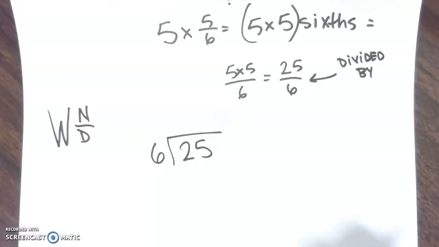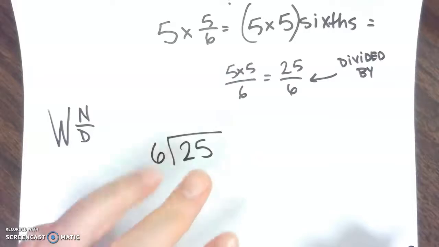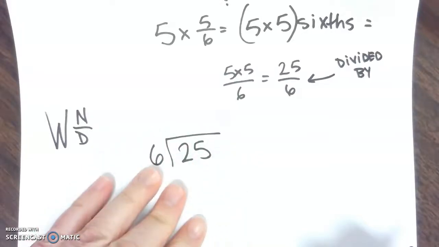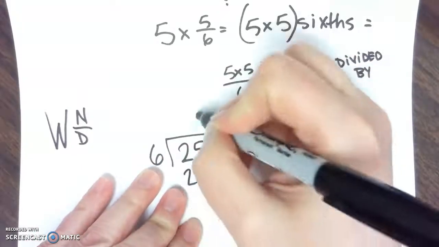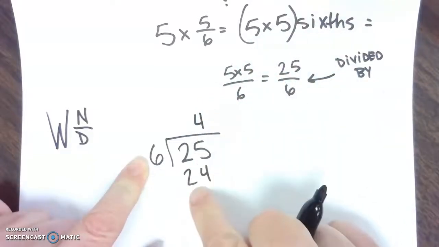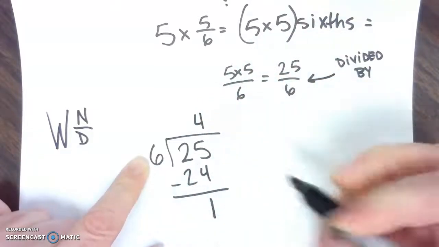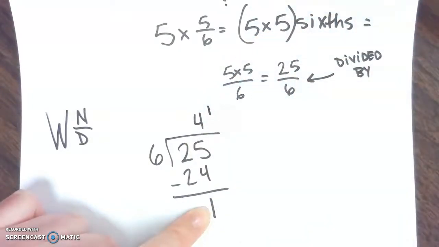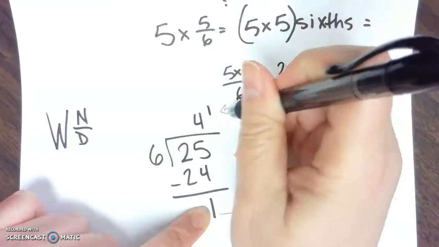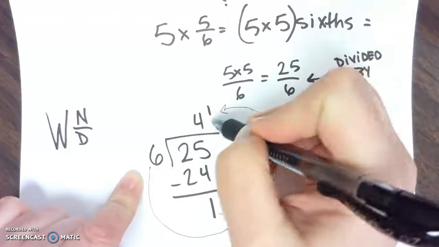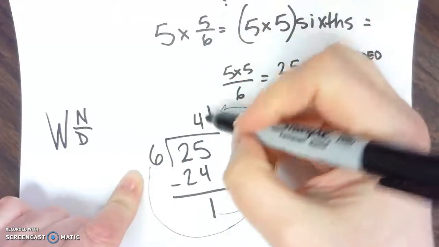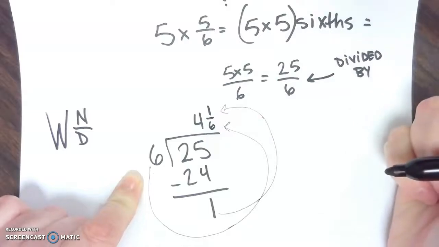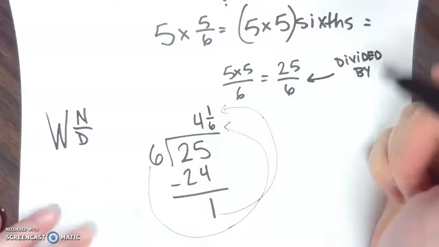Let's count by sixes. The song for sixes is Twinkle, Twinkle, Little Star. So 6, 12, 18, 24. Oh my gosh, 24. 4 times 6 is 24. And we have 1 left over. We have to write this as a fraction. So 1 is my numerator, and 6 is going to become the denominator. Just like that. Okay, let's do another one.